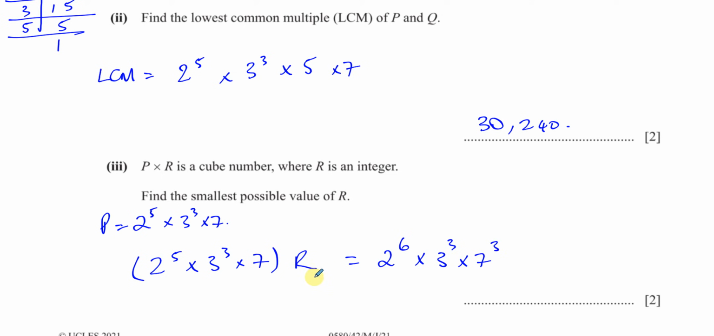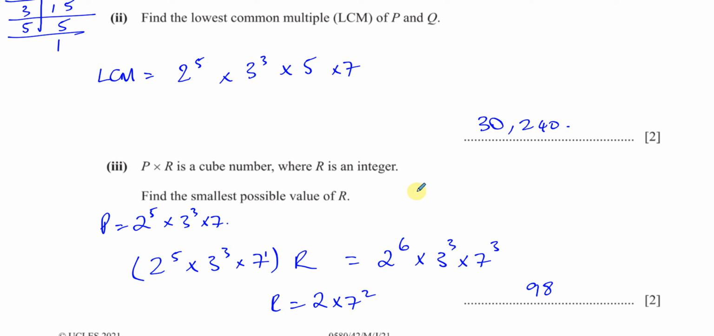Okay, so if we think about it, the R must be equal to what makes 2 to the power of 5 become 2 to the power of 6, which is 2. 3 doesn't have to be changed, but 7 to the power of 1 becomes 7 to the power of 3, so that's going to be 7 squared. So R must be 2 times 49, which is 98. So R must be 98, because that's what the value of R has to be. That will make these become cubed or multiples of 3. The 2 to the power of 5 becomes 2 to the power of 6, 7 to the power of 1 becomes 7 to the power of 2. How? You have to multiply by this number here.